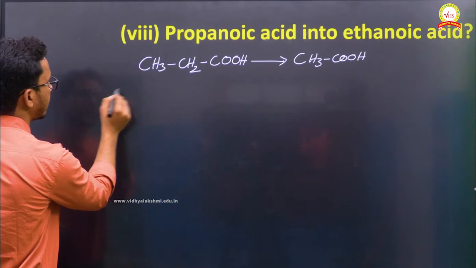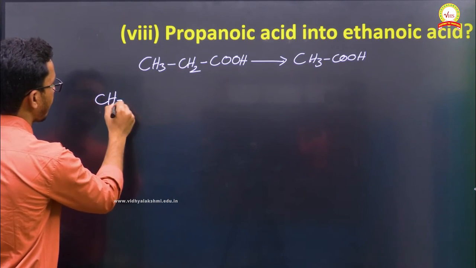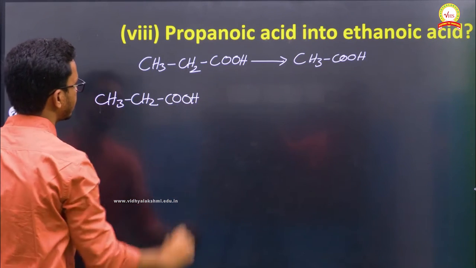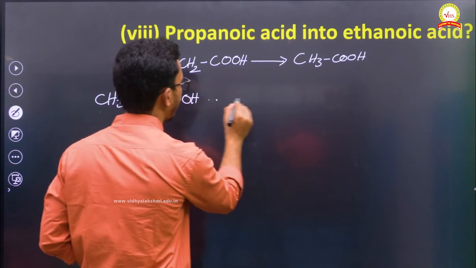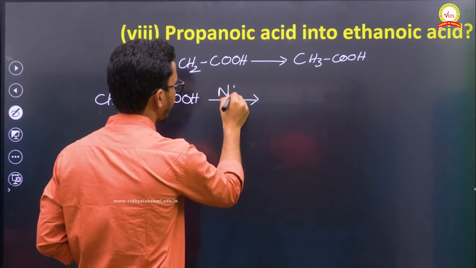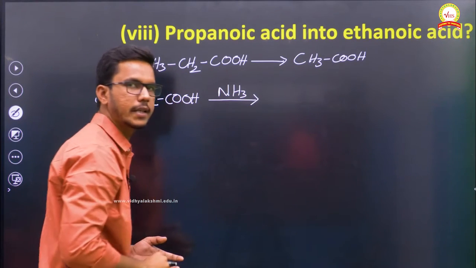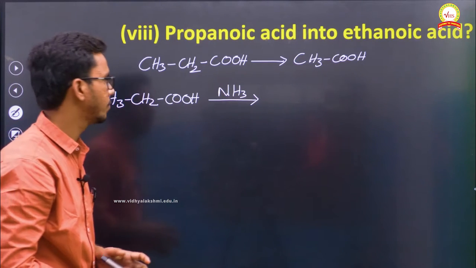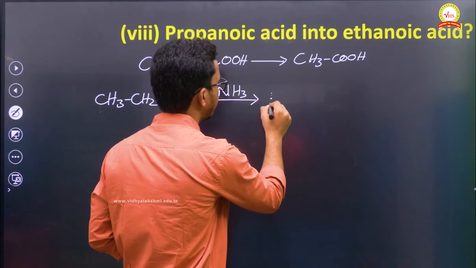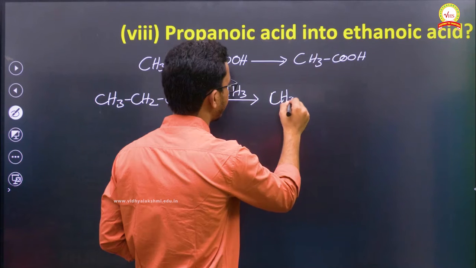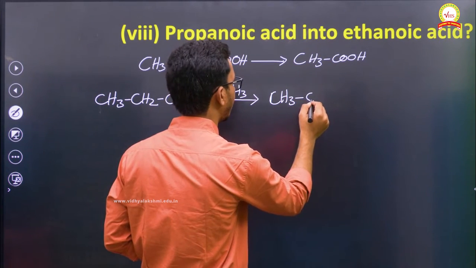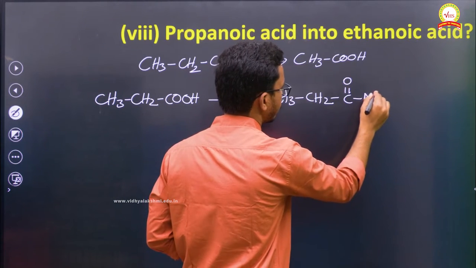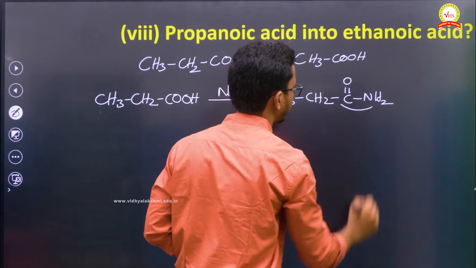What we can take as the reactant is CH3CH2COOH. This one on reaction with NH3, what will we get? Whenever ammonia reacts with an acid, we will get the respective amide, that is CH3CH2C double bond O NH2. This is the amide group, NH2 group.